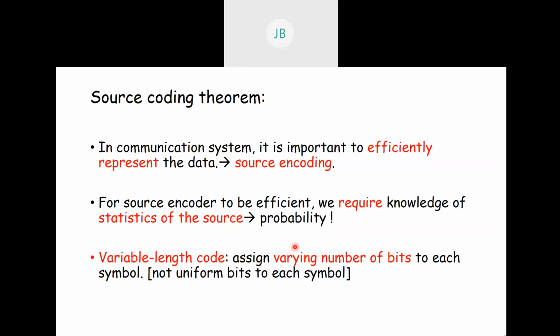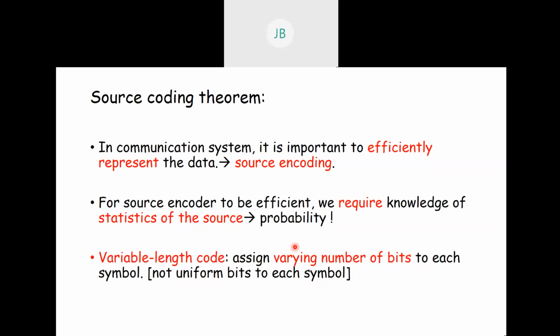For example, consider four symbols generated: A, B, C, and D. Can we represent all these four symbols by an equal number of bits? Of course, it is possible. For example, A is represented as 00, B as 01, C as 10, and D as 11. That's a very easy way of representing the symbols in terms of codes.